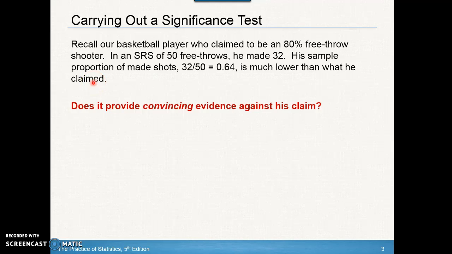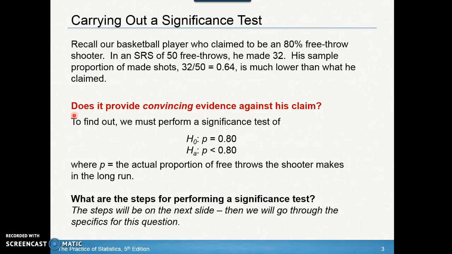So our question is, he's actually not as good as he says he is, because if he was as good as he said he is, the probability of getting this statistic was pretty low. So we're going to go through and show how we can statistically prove whether or not we have evidence against his claim.